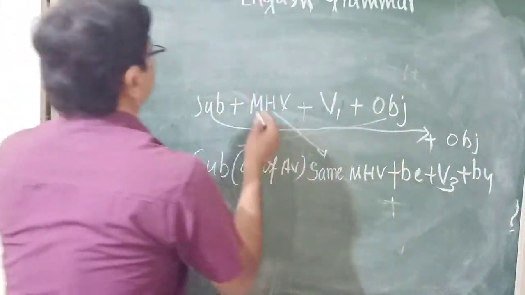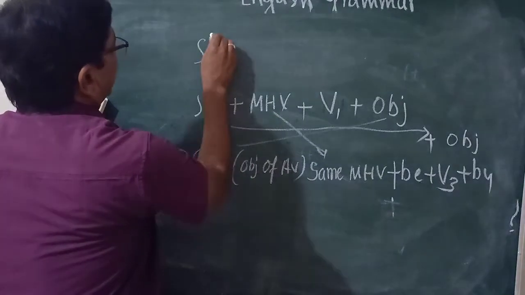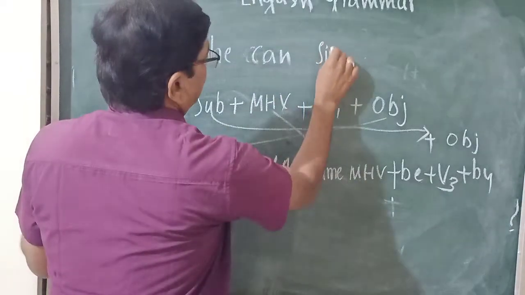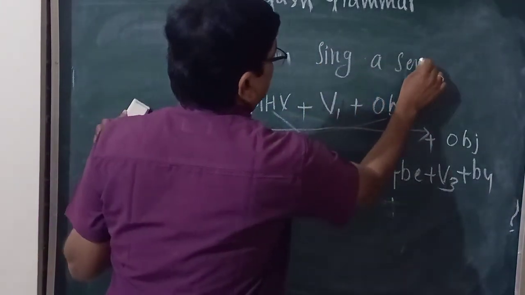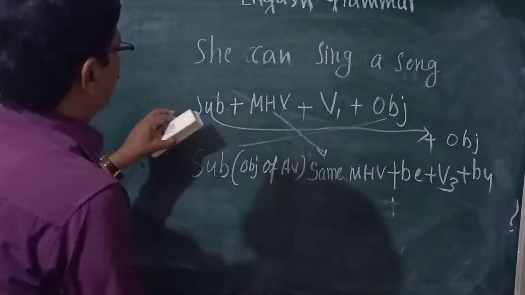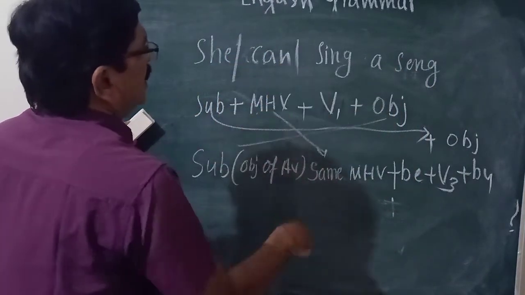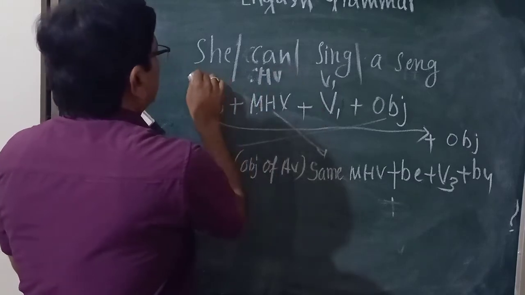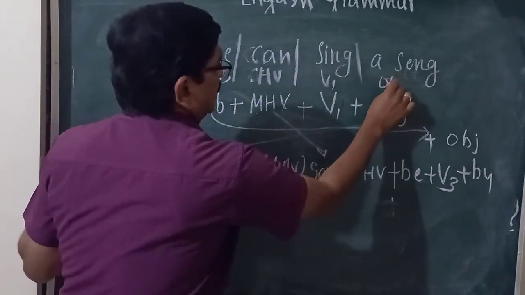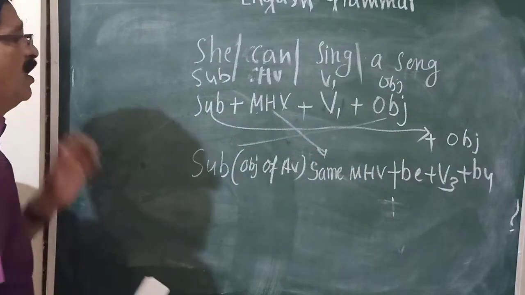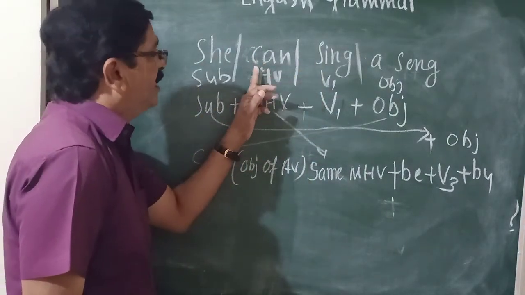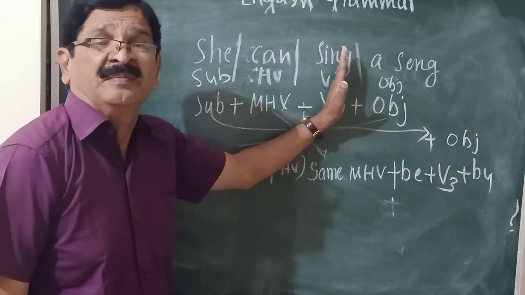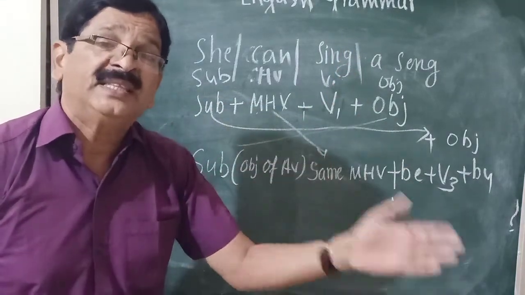She can sing a song. She can sing a song. Here, this is the subject, this is the modal helping verb, sing is V1, and this is the object. Here V1 will be followed by the modal helping verb. Modal helping verbs take V1 only, neither V2 nor V3, right?